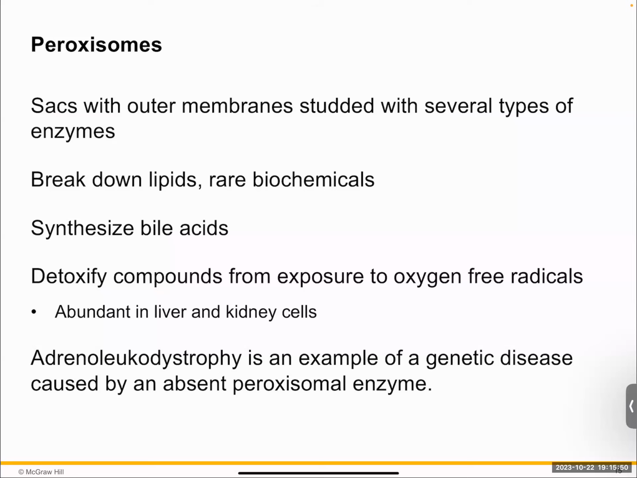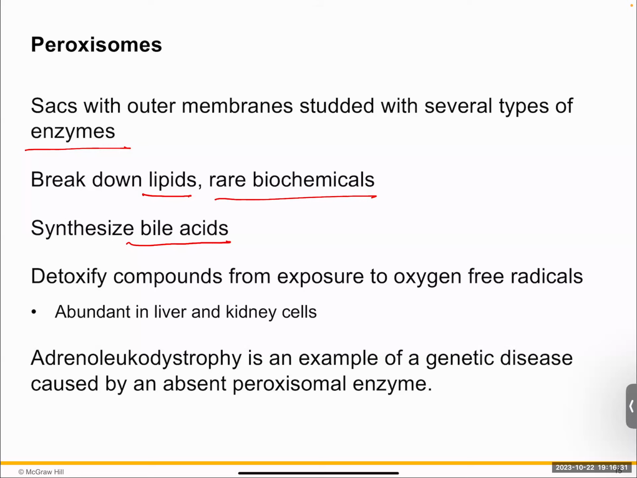Now, the other organelle that we have is the peroxisome. A lot of people get confused and say, when I look at the cell, we already have a lysosome with the job of digestion. Why do I need peroxisomes? Peroxisomes also contain several types of enzymes, which means they're probably involved in carrying out a major function for the cell. They actually break down lipids and rare biochemicals. They also help you with synthesizing something called bile acids, which is very important for digestion.